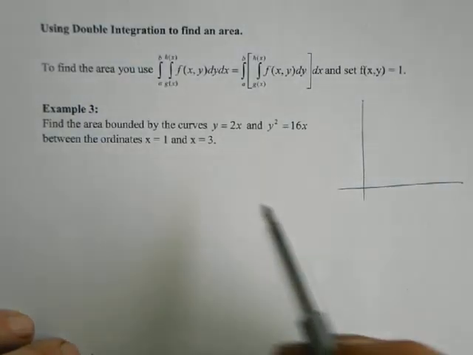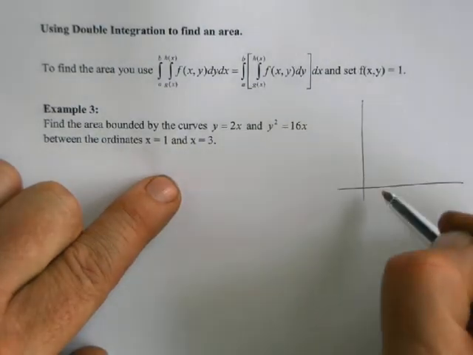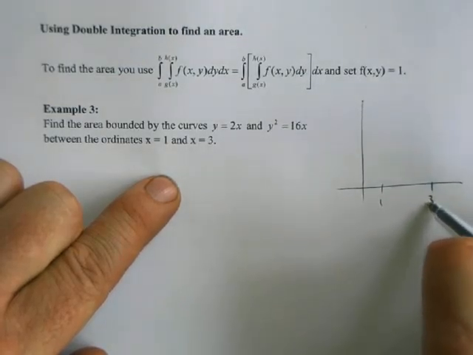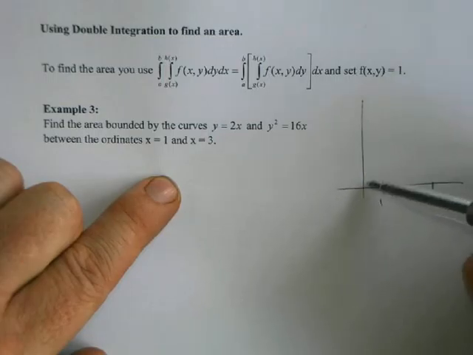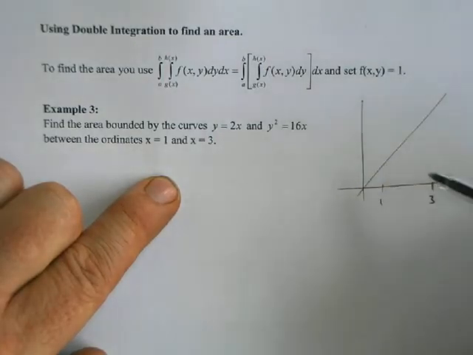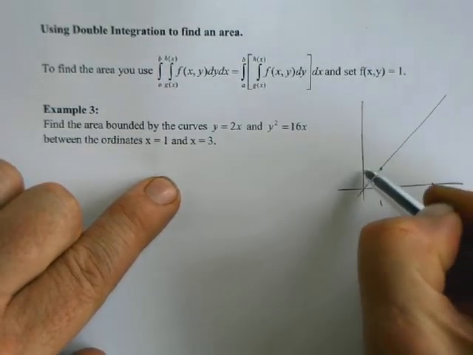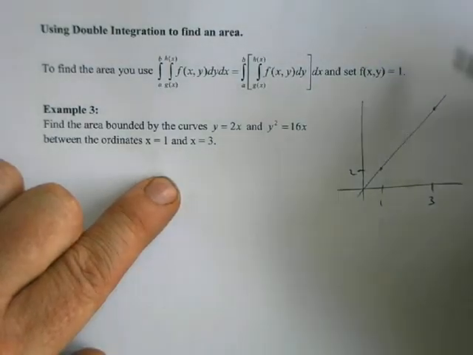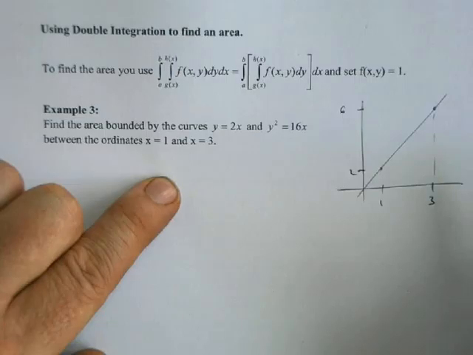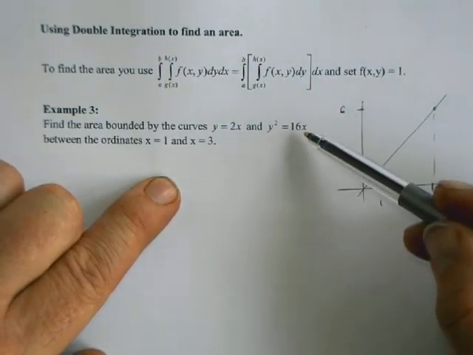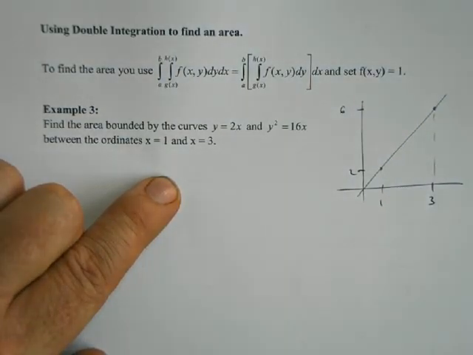Okay, so if we are talking about a region of integration, let's have a look at this curve here. So x goes from 1 to 3, and y goes from y equals 2x, which is the straight line y equals 2x. So that'll be the point 2, and that'll be the point 6. And y squared equals 16x. Not 16 to the power of x, 16 times x.